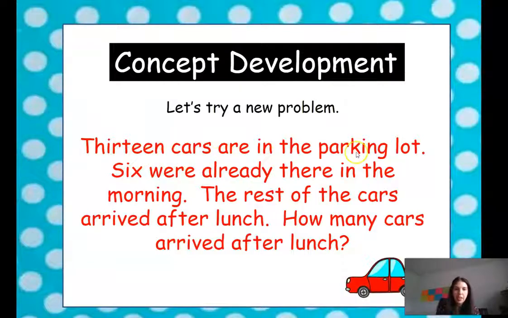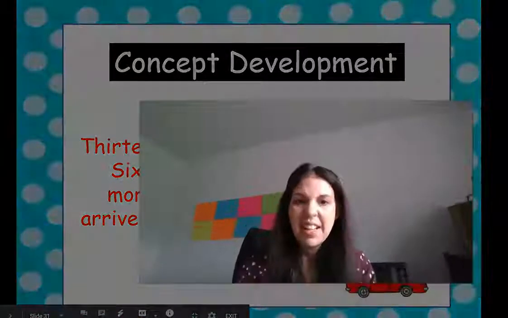13 cars are in the parking lot. 6 were already there in the morning. The rest of the cars arrived after lunch. So we have some that are in the morning and some after lunch. How many cars arrived after lunch? So we have 13 cars in total. So how many circles are we going to draw? 13. And then we're going to circle our group of 6 who were there in the morning. So 13 cars and 6 were there in the morning.